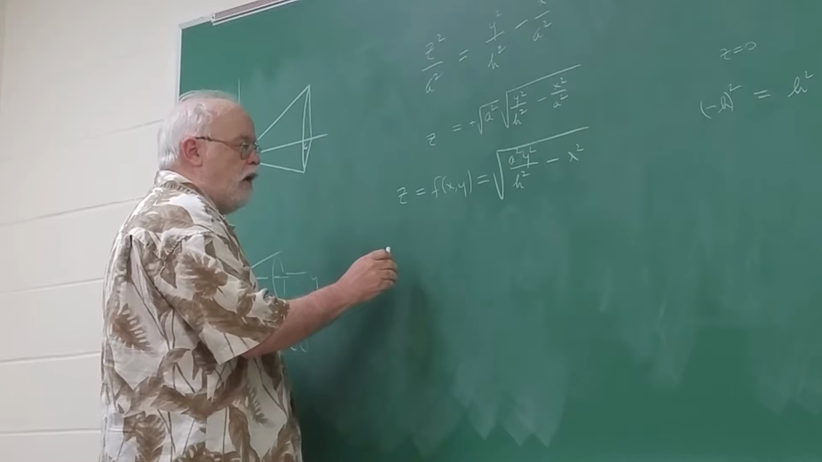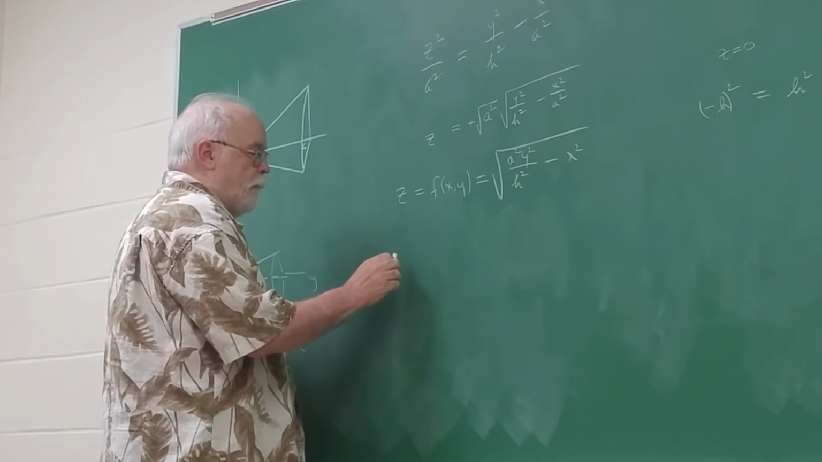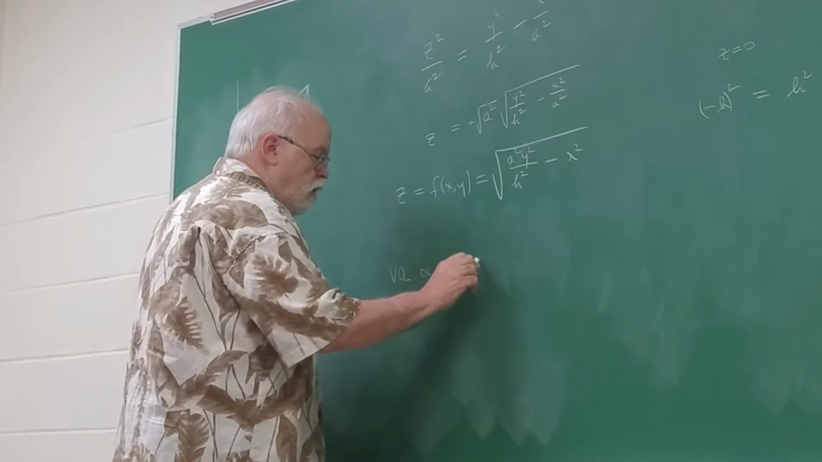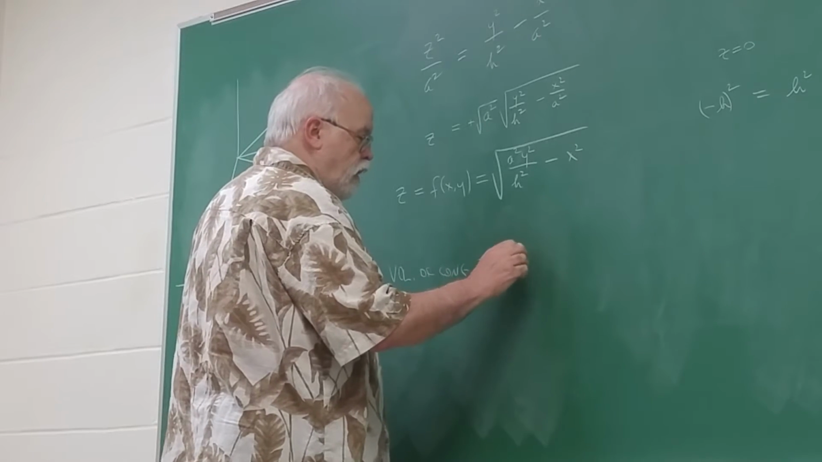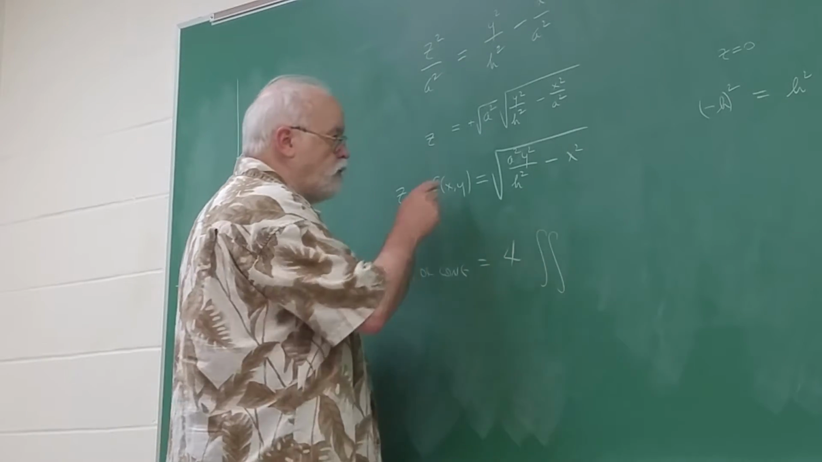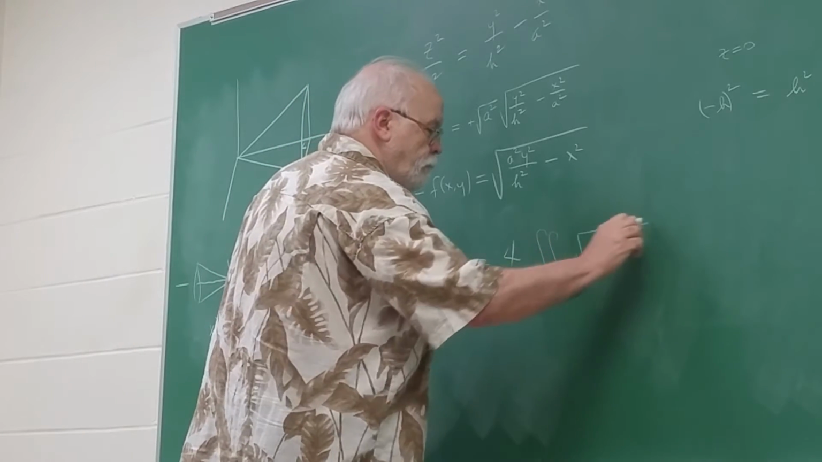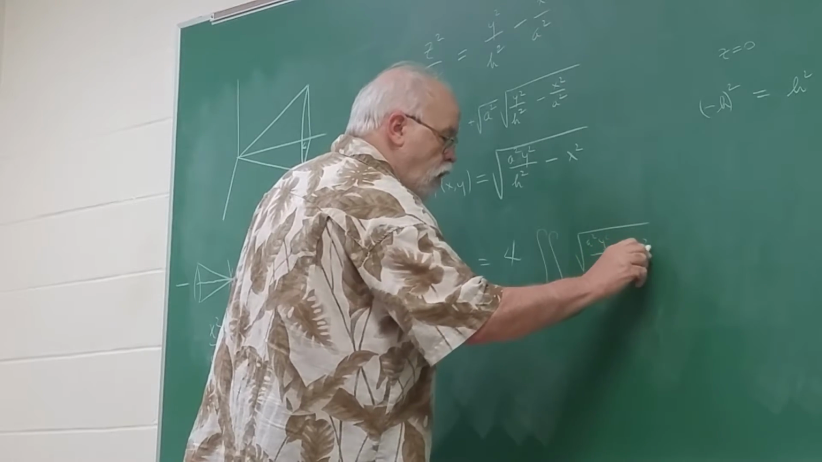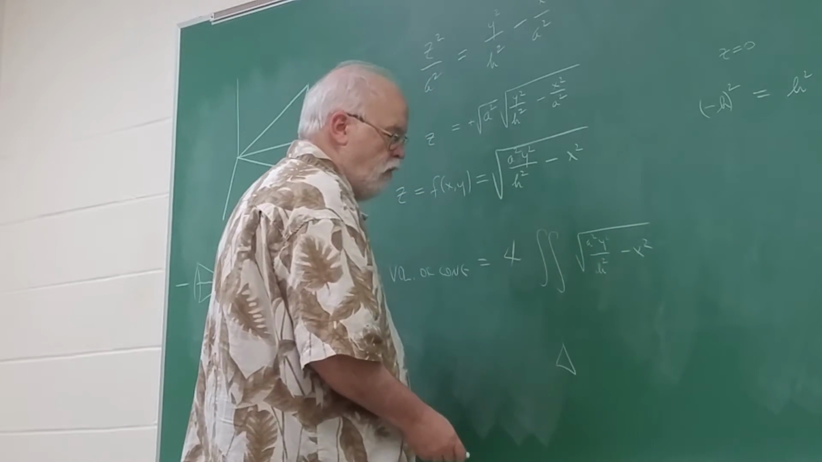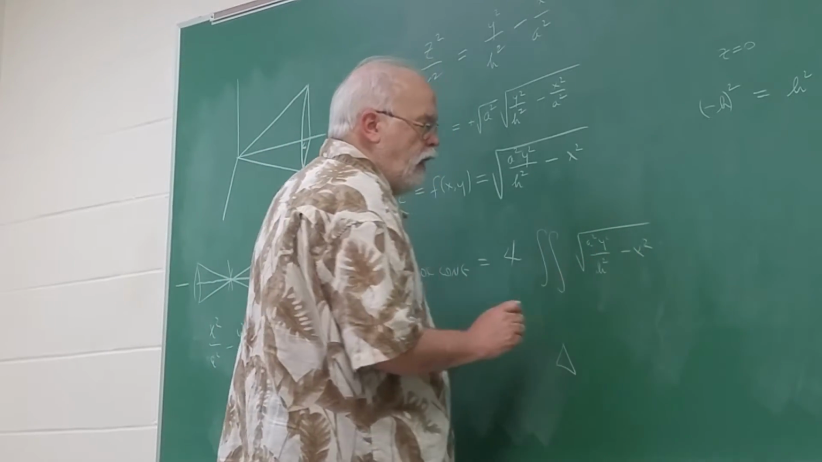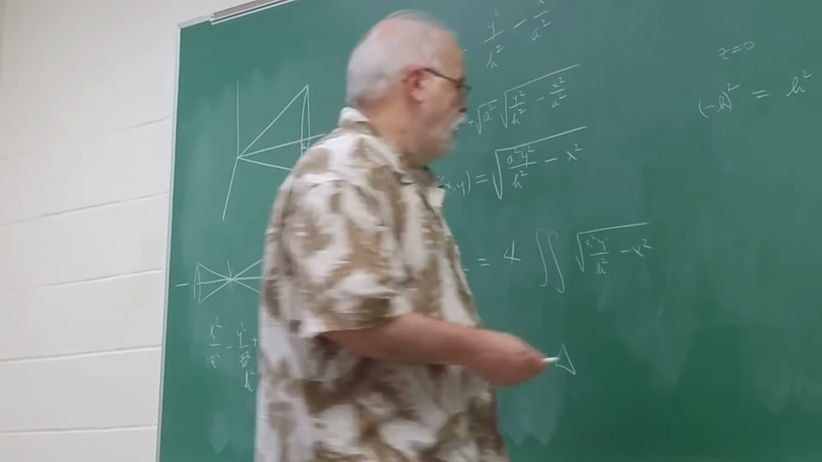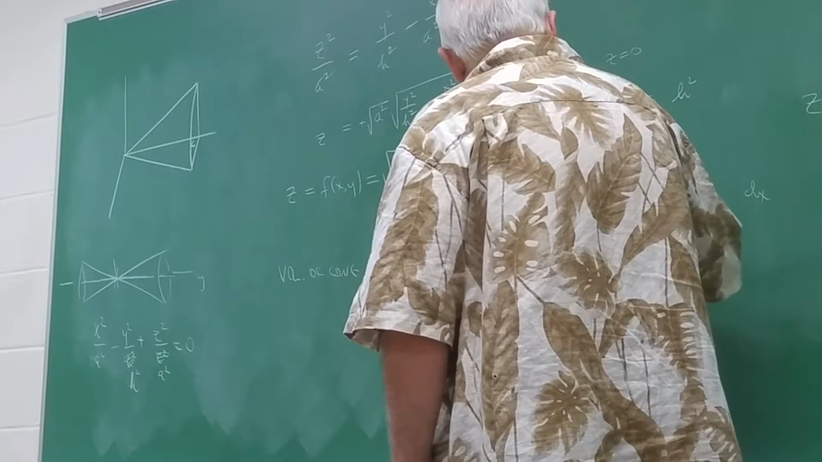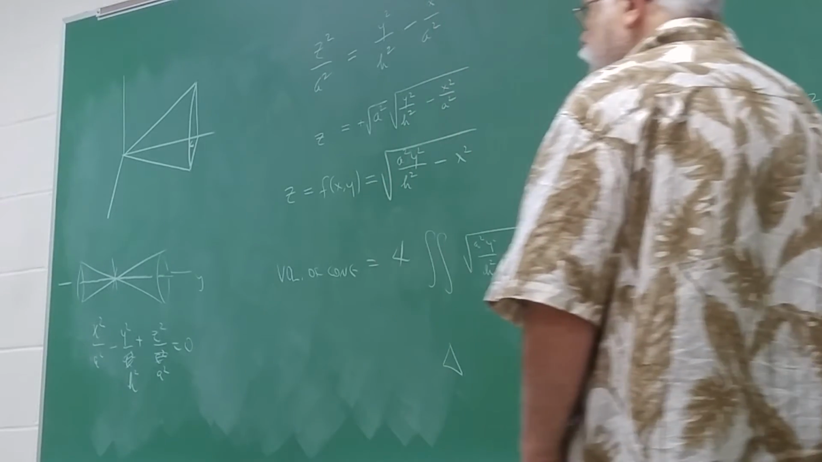So anyhow, the volume of the cone will be 4 times the integral of this function over some triangle. Well, it's a right triangle, actually. And I'm going to choose an order of integration. And my choices here, of course, are my usual dy dx and dx dy. And I want to know which one to do.